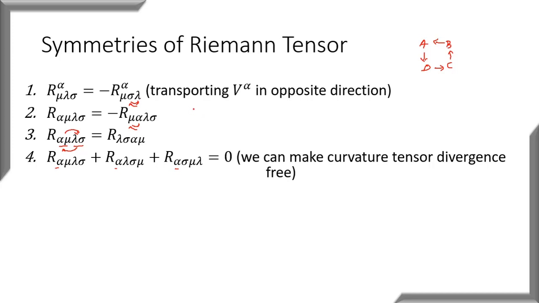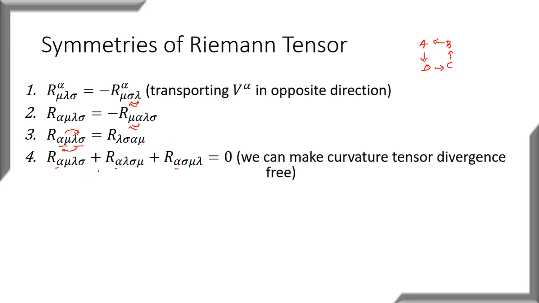You can actually prove these symmetries. You can just write the open form of the Riemann curvature tensor, substitute for the Christoffel symbols over there, and you can actually prove these symmetries. I'm not getting into proving those symmetries in this lecture. You can do it on your own.